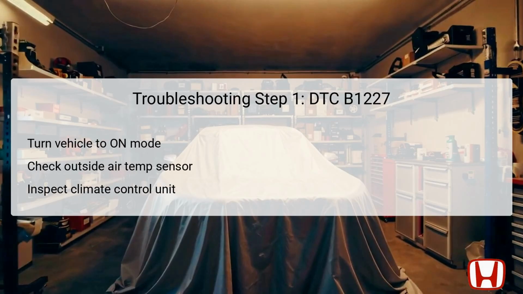In the first troubleshooting step for DTC B1227, you begin by turning the vehicle's ignition to the on position, effectively powering the electrical systems needed for diagnosis. Subsequently, inspect the outside air temperature sensor to ensure it is connected properly and that no visible signs of damage are present. Next, check the climate control unit for proper functioning, as any failure here could exacerbate the issue.